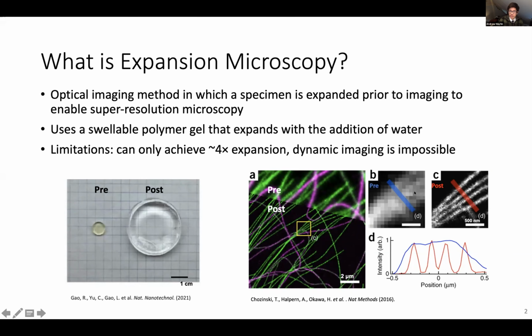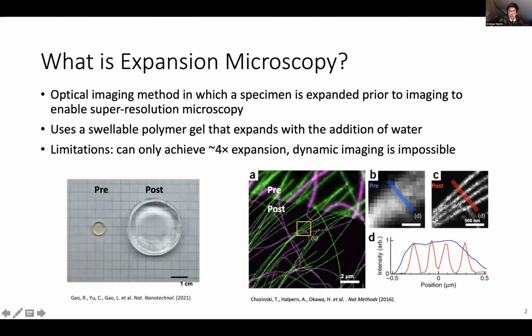But as you can see in this figure on the bottom right, you can increase the resolution of your image dramatically. These are pictures of microtubules, and you can see comparing the pre to the post image. After expansion, you can really easily resolve these fine structures between microtubules. What's going on in figure D is that these microtubules are getting spread apart, and so these Gaussian peaks you can now resolve, as opposed to before when it was just a single peak.